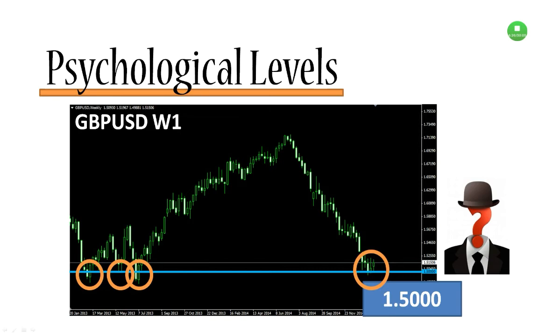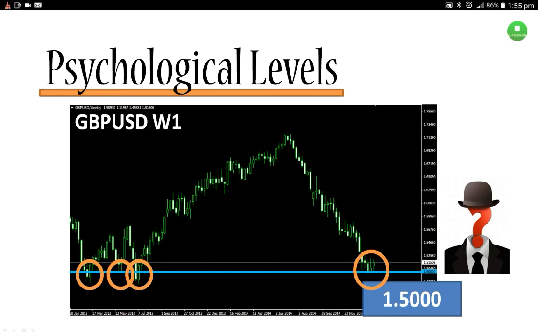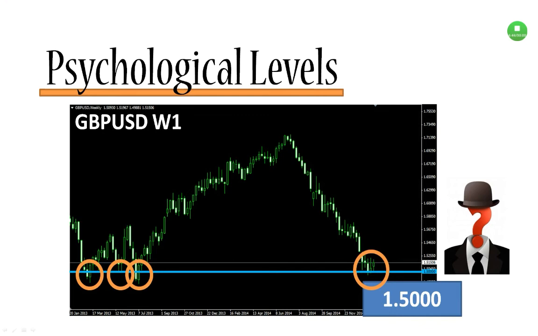Back in January to July 2013, the price tested this psychological level 3 times, and as you can see, it was unable to break it. Then a massive impulse happened, and the price went upwards and reached somewhere around 1.7 American dollars per British pound. So now it's back here at 1.5000, and everybody's waiting to see what will happen.